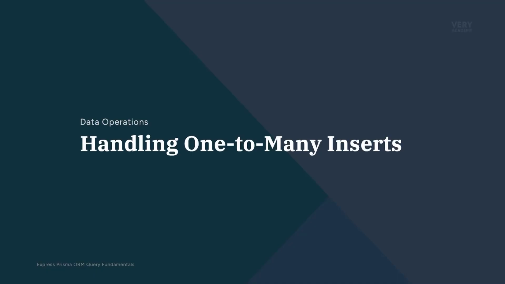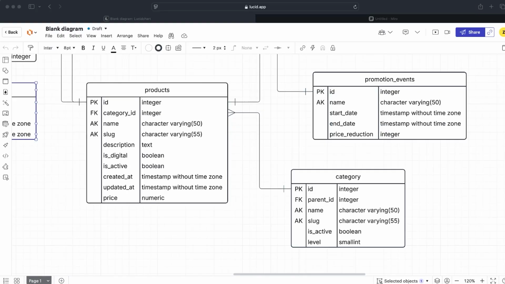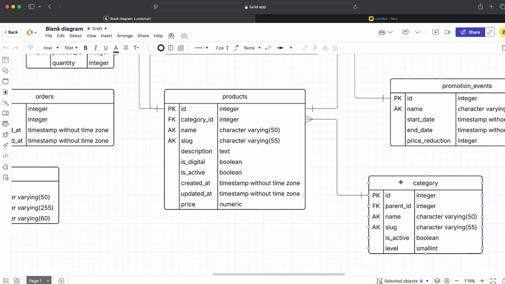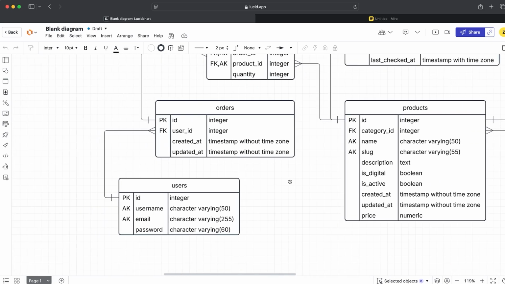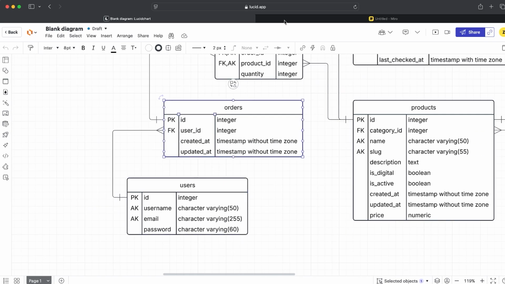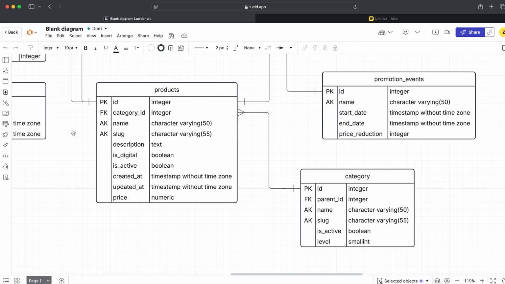In this tutorial, we'll explore how to handle one-to-many inserts using Express and Prisma. Now, there are two instances of one-to-many relationships within our database: category to product, and in addition to that, users and orders. In this tutorial, we are going to work with the products and category relationship, but what we learn here, you can apply to any one-to-many relationships.